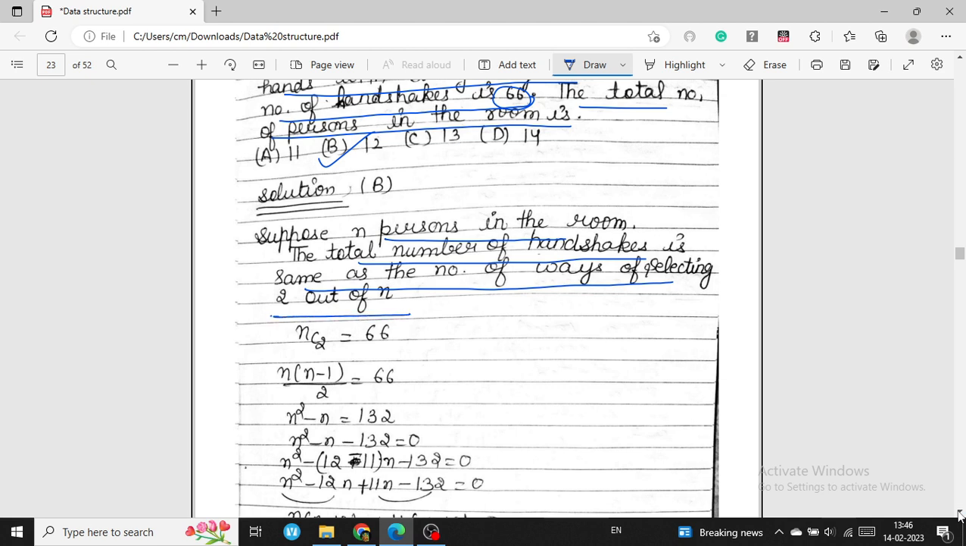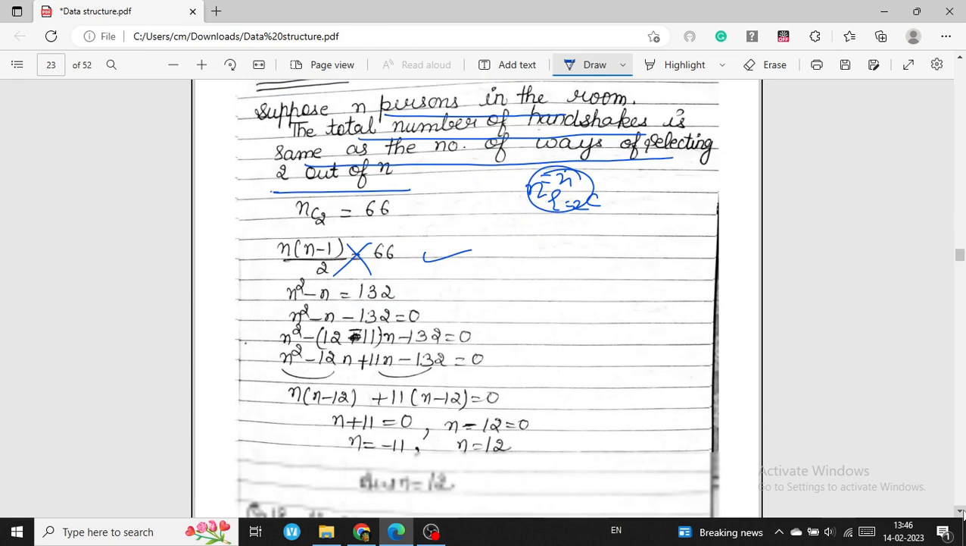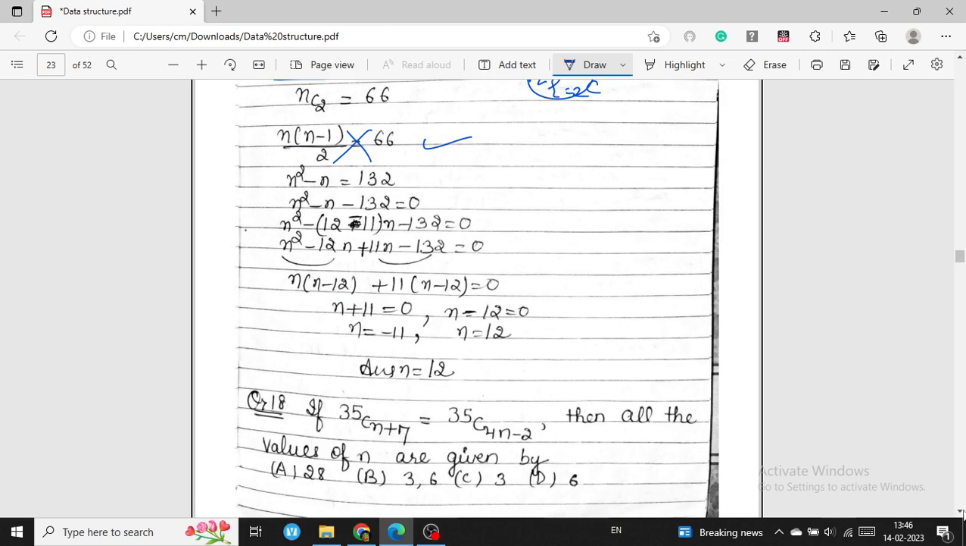nC2 is equal to 66. 2 persons should be present for a handshake, so r is equal to 2, and here we have to find n. The total given is 66. When we cross multiply, we find n square minus n is equal to 132. After solving this, we find the number of persons is 12.